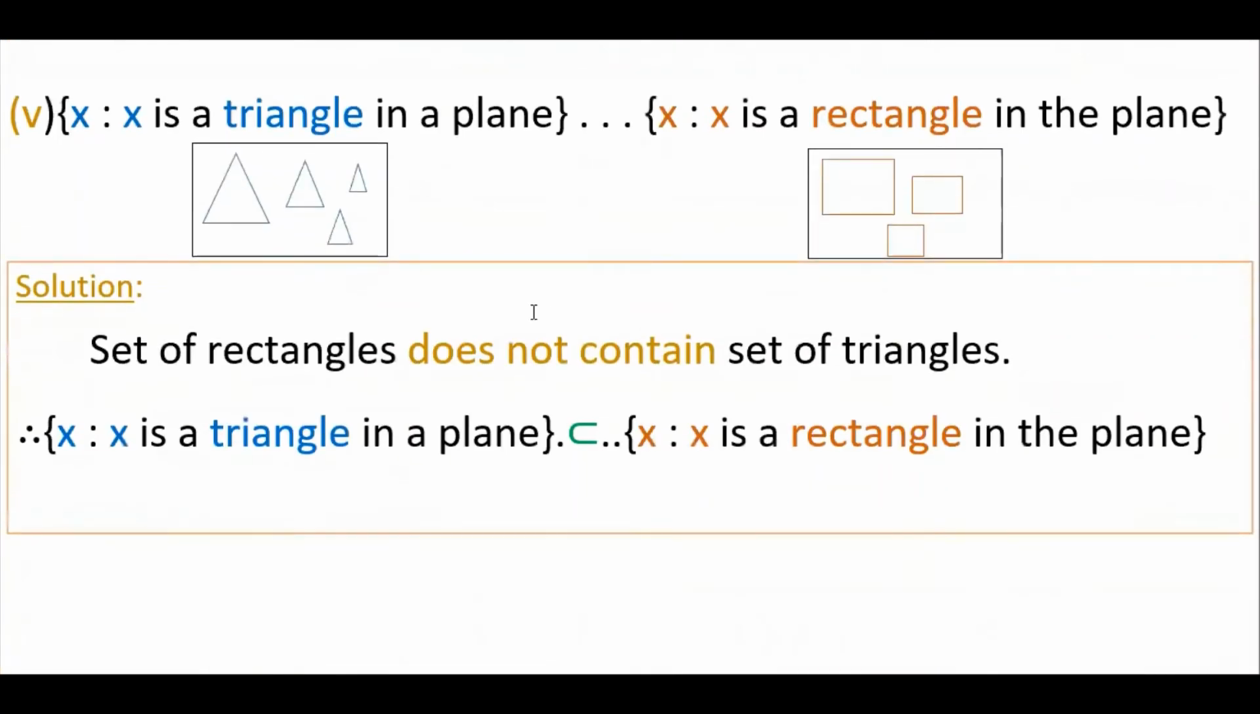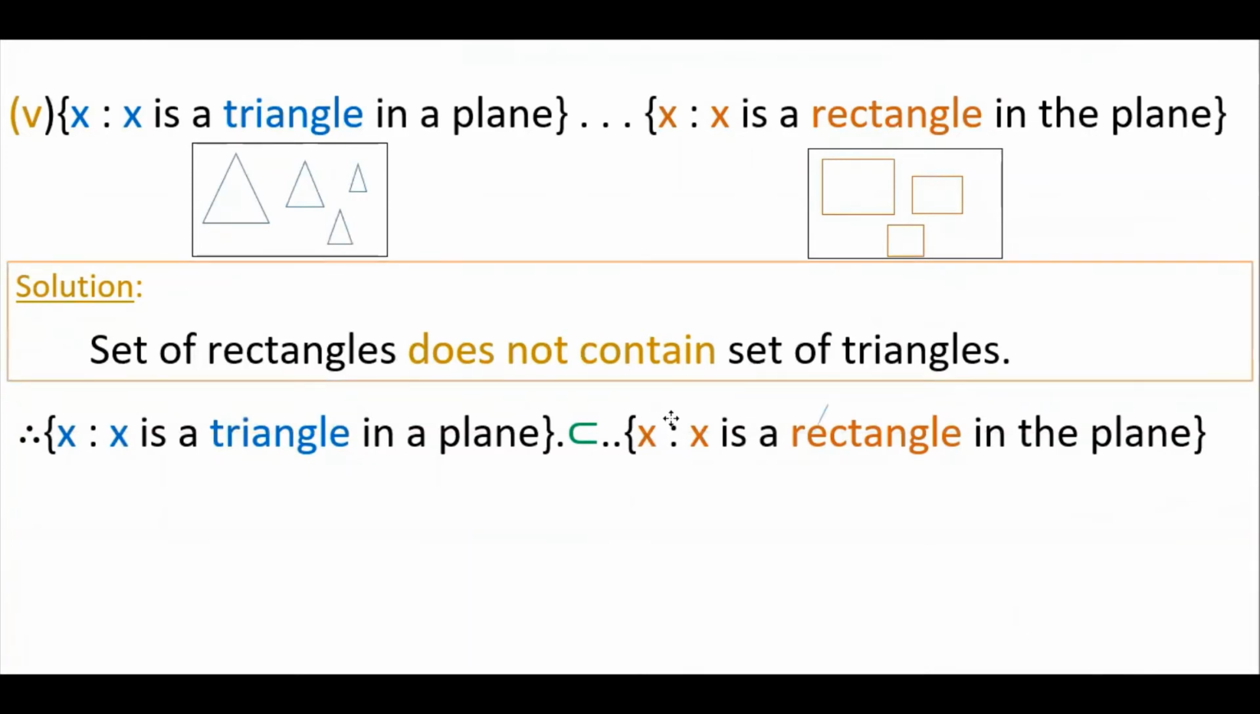Next one is X such that X is a triangle in a plane. Next set is X such that X is a rectangle in the plane. So here in this plane all are rectangles, in this plane all are triangles. So we know that set of rectangles does not contain any triangles. So here it is not a subset of the second set. It is not a subset.